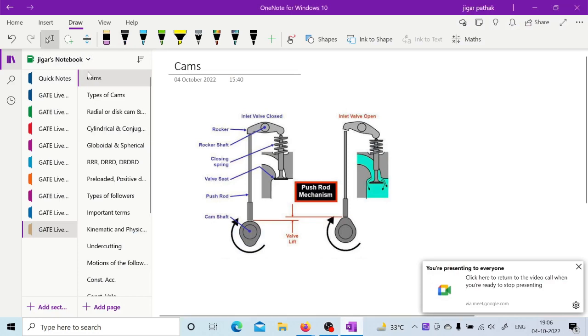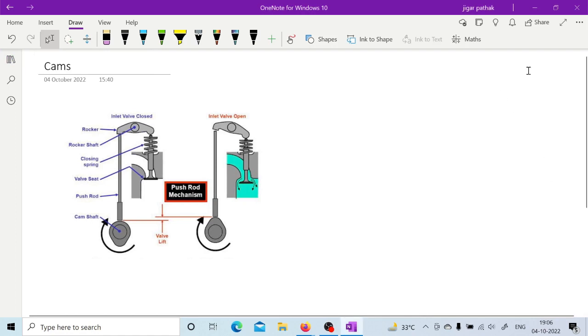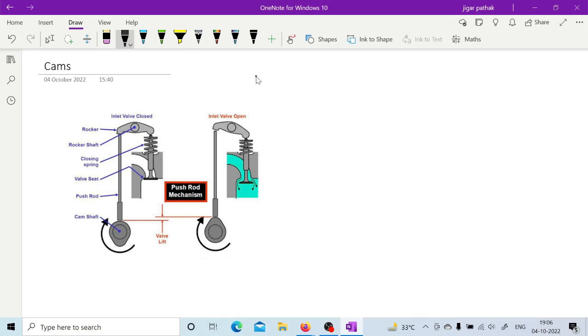So let us discuss today about cams. This may be the last topic for this theory of machines. So a cam is basically used for having intermittent motion. And a cam is actually forming a higher pair.